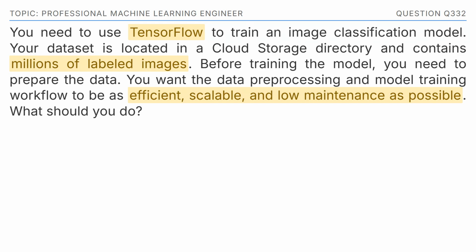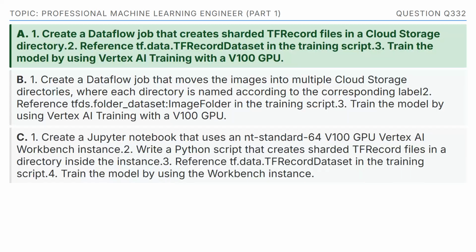To arrive at the correct answer, we focus on the keywords TensorFlow, millions of labeled images, efficient, scalable, and low maintenance as possible. The correct answer is option A. Point 1: Create a Dataflow job that creates sharded TF record files in a cloud storage directory. Point 2: Reference tf.data.TFRecordDataset in the training script. Point 3: Train the model by using Vertex AI training with a V100 GPU.